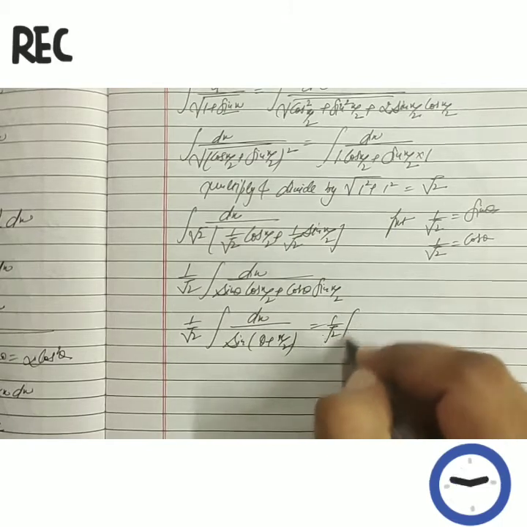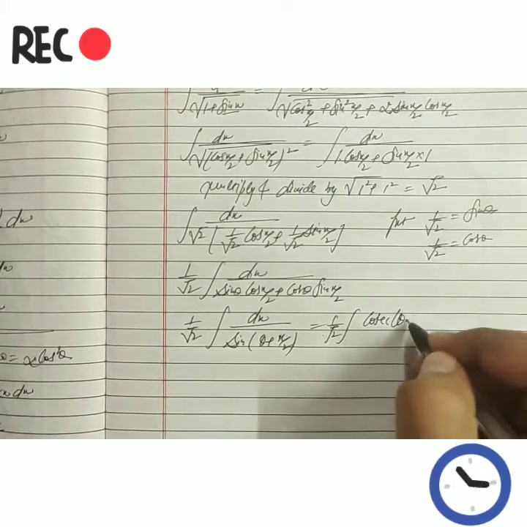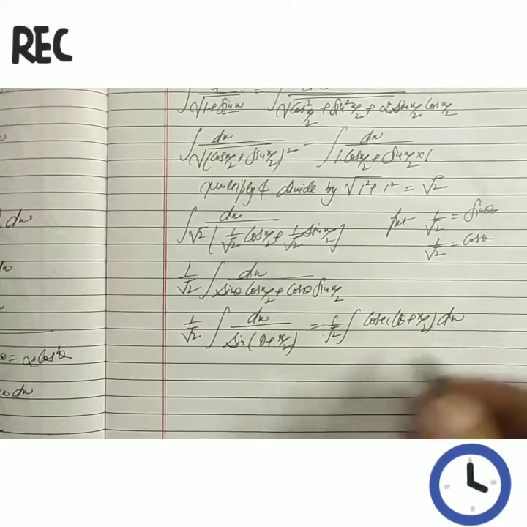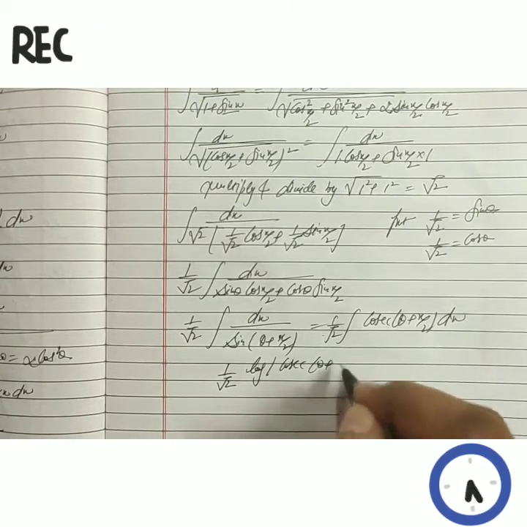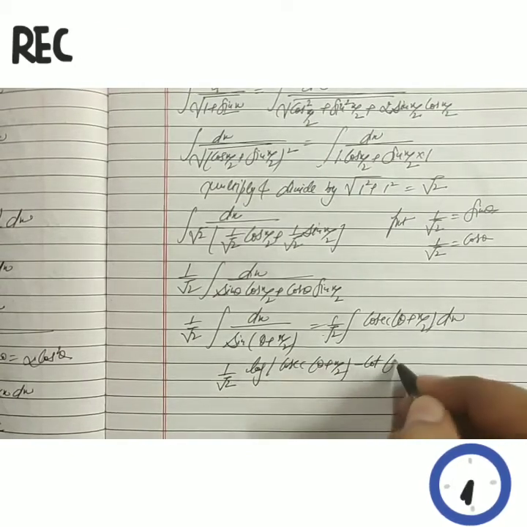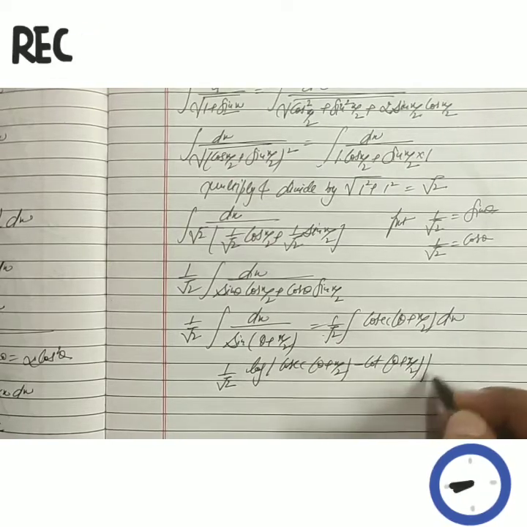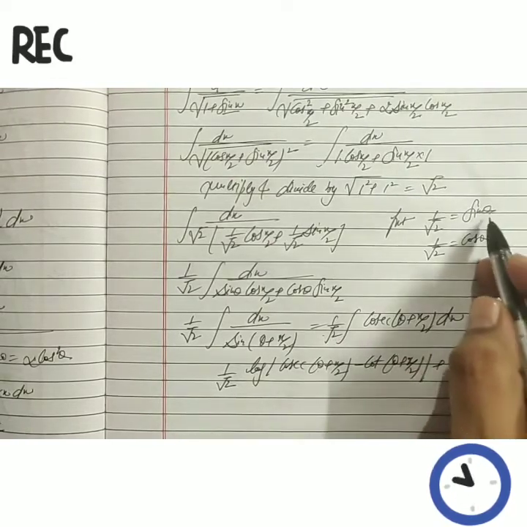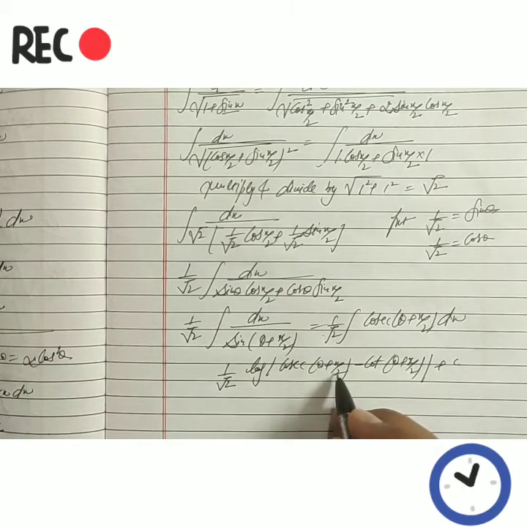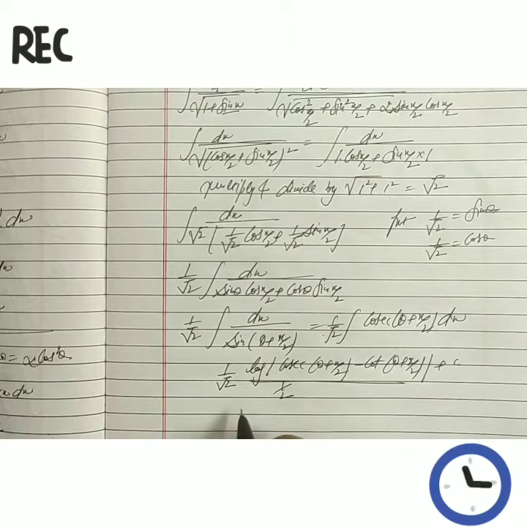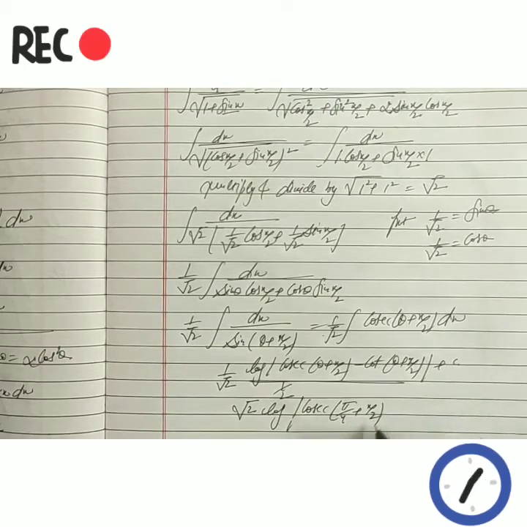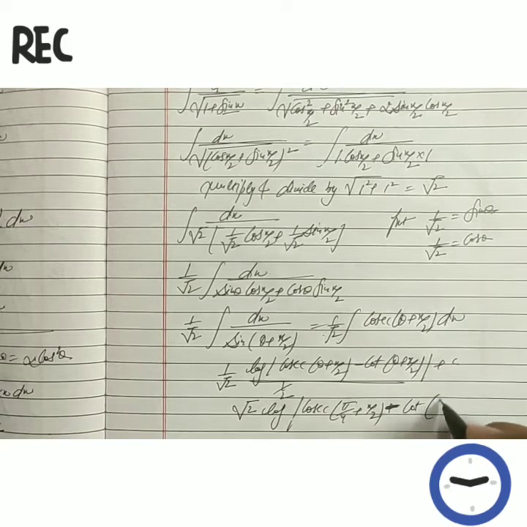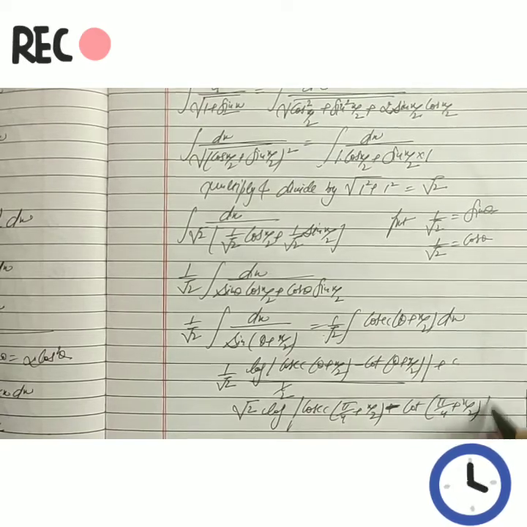Shifting upside, sine converts into cosecant. Now integration of cosecant is given by log of cosecant minus cotangent divided by the derivative of the angle. Here theta is constant, which is 45 degrees. The derivative of x by 2 becomes 1 by 2, whole divided by 1 by 2. On simplifying, we get overall square root 2 times log of cosecant of pi by 4 plus x by 2 minus cotangent of pi by 4 plus x by 2 plus c.